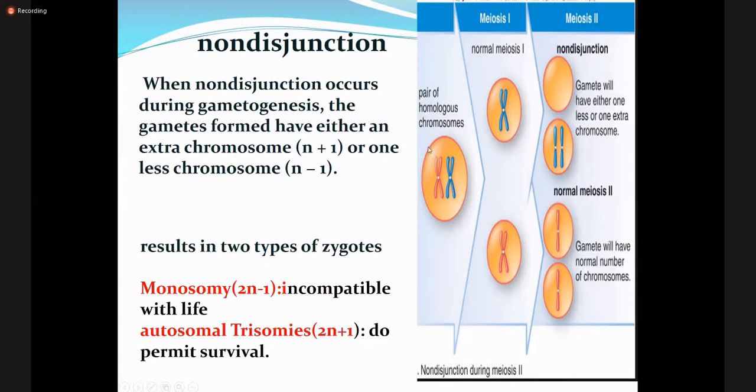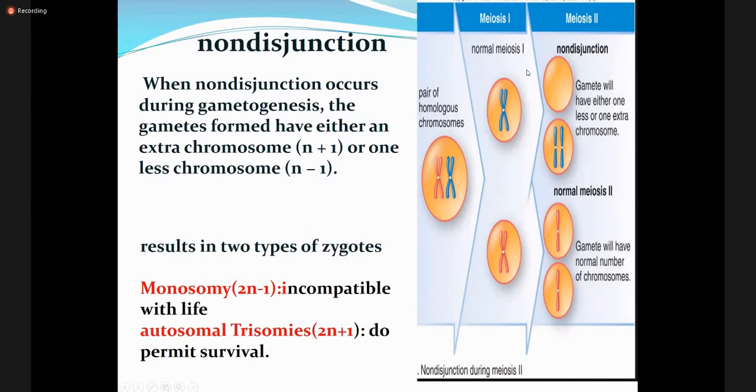What happens in meiosis 1? The number of chromosomes gets halved. Okay, and this cell is having the blue chromosome with sister chromatids, and this cell is having the red chromosome. But what happened in normal meiosis 2? Now the chromosome number will remain the same.